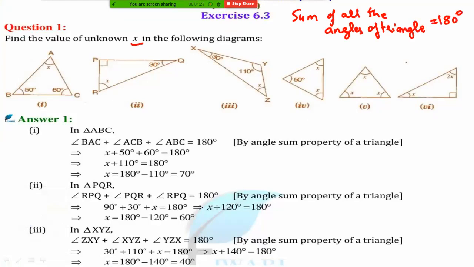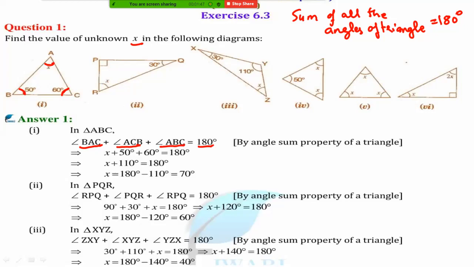So the first angle is angle BAC. This is your angle BAC. The second angle is angle ACB. This is your angle ACB. The third angle is your angle ABC. And the sum of all the three angles is equal to 180 degrees.